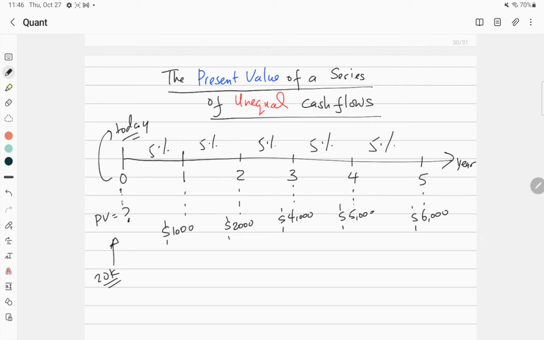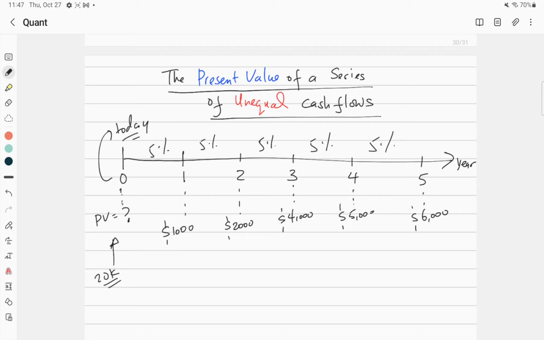How do you know that the present value of these annuity payments is $20,000? That's what we're going to calculate. There's no single formula because these cash flows are unequal. You can't just plug in the annuity amount, because the amounts are not the same year after year.